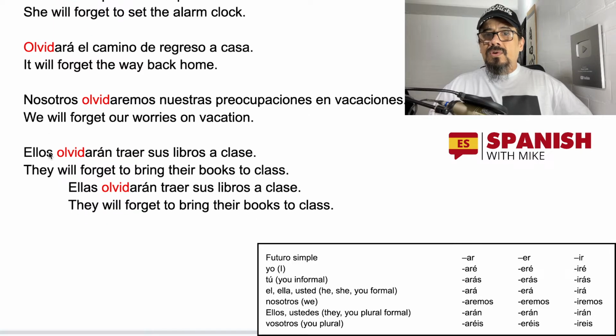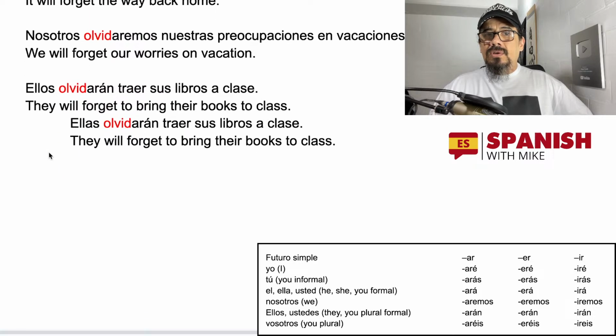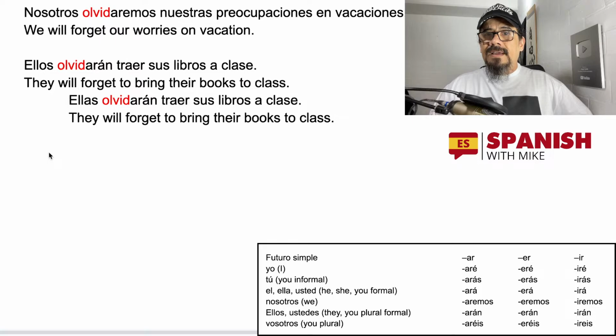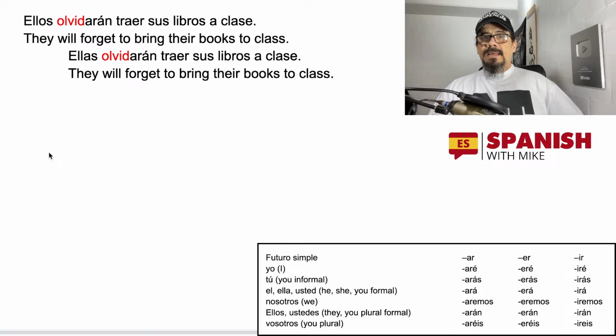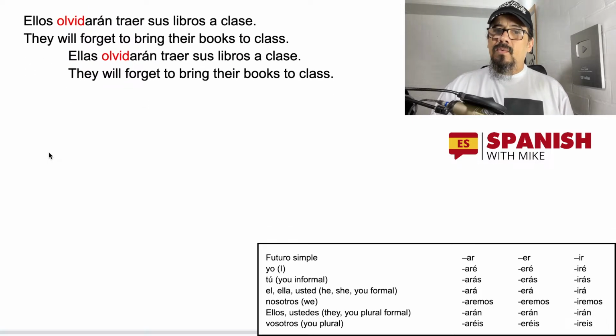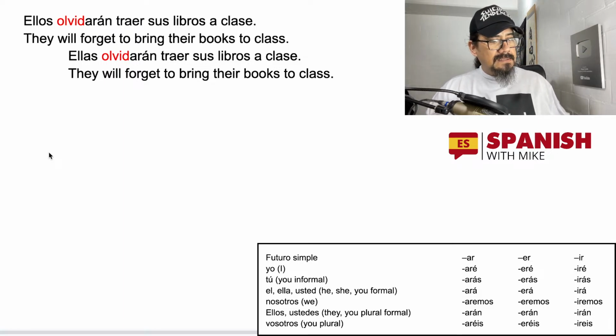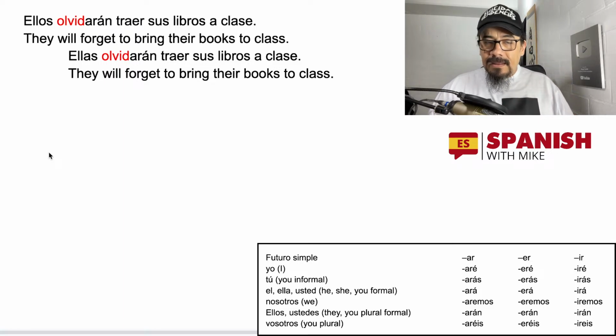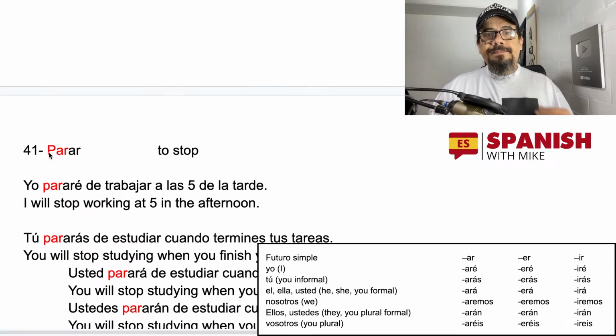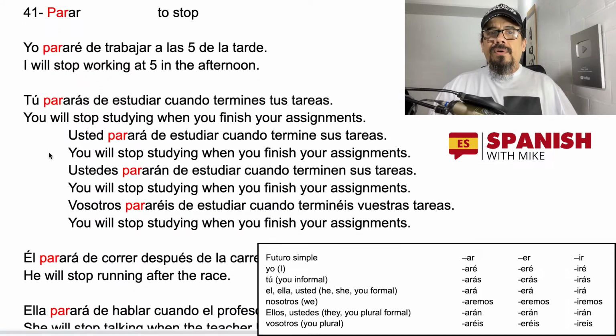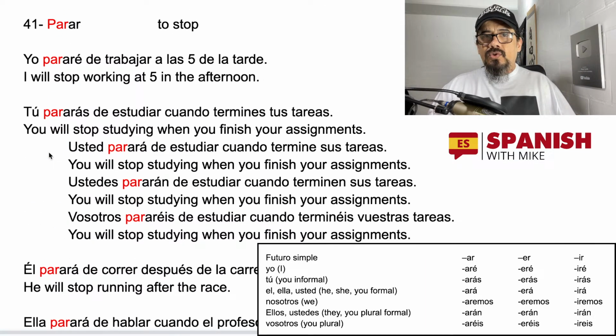Nosotros olvidaremos nuestras preocupaciones en vacaciones. We will forget our worries on vacation. And ellos olvidarán traer sus libros a clase. They will forget to bring their books to class. Male. Ellas olvidarán traer sus libros a clase. Female. Verb 41st. Parar. To stop.